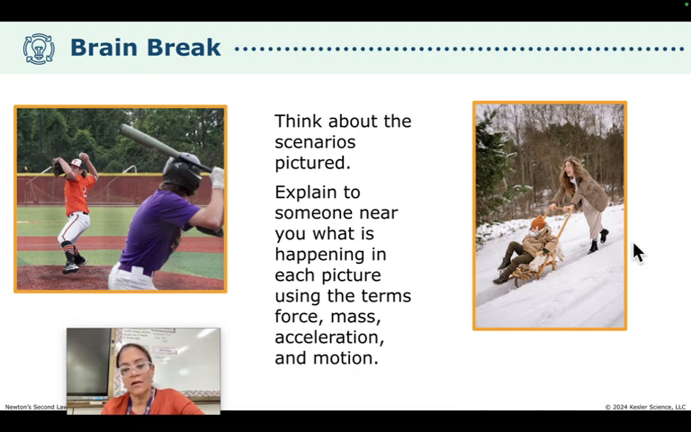But if we decided to go sledding, how would that relate to acceleration, force, mass, and motion?